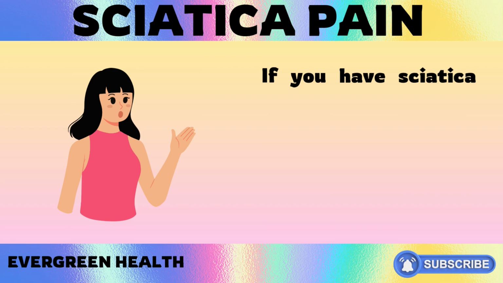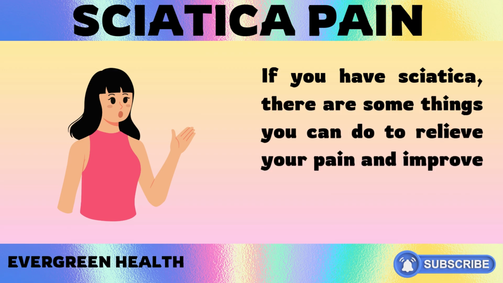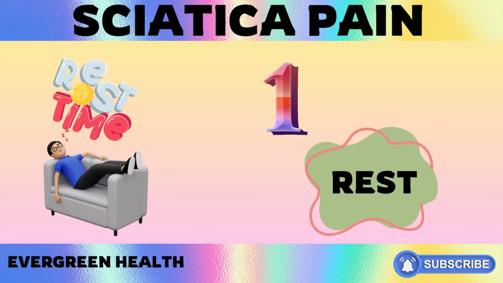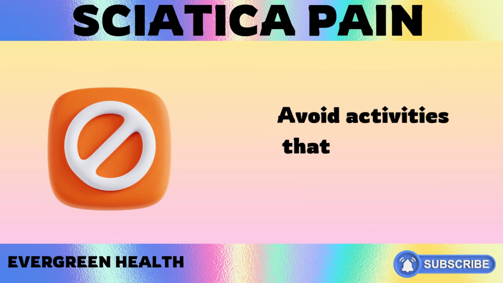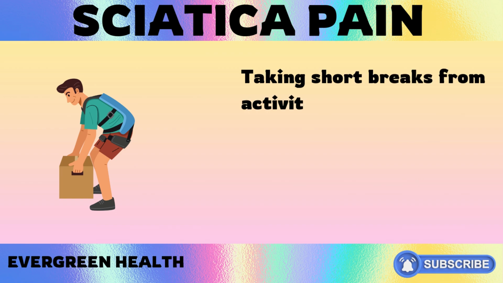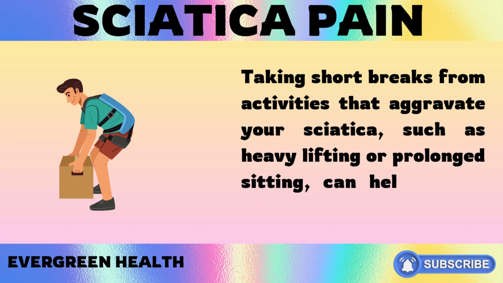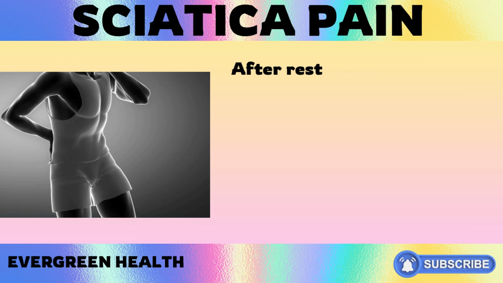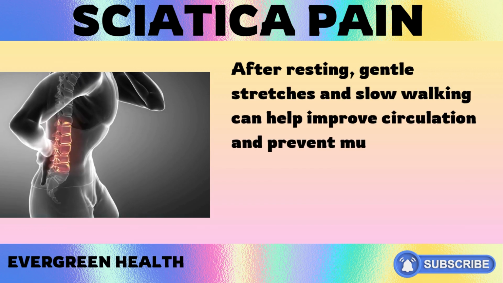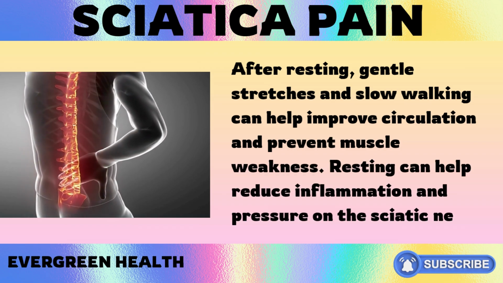If you have sciatica, there are some things you can do to relieve your pain and improve your function. Some examples are: number one, rest. Avoid activities that trigger or worsen your pain. Taking short breaks from activities that aggravate your sciatica, such as heavy lifting or prolonged sitting, can help relieve pain. After resting, gentle stretches and slow walking can help improve circulation and prevent muscle weakness. Resting can help reduce inflammation and pressure on the sciatic nerve.